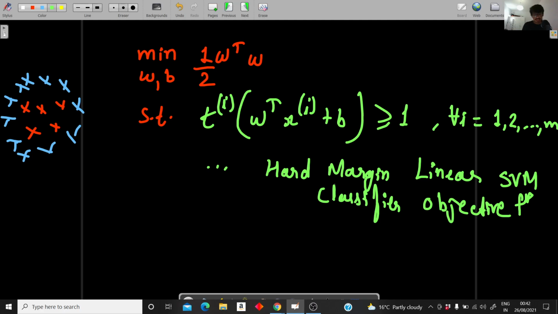Now in soft margin we'll relax our constraints, and we'll be allowed to have some data points within the road, on the street I can say. We'll also formulate this objective in a similar way to what we did for the hard margin.